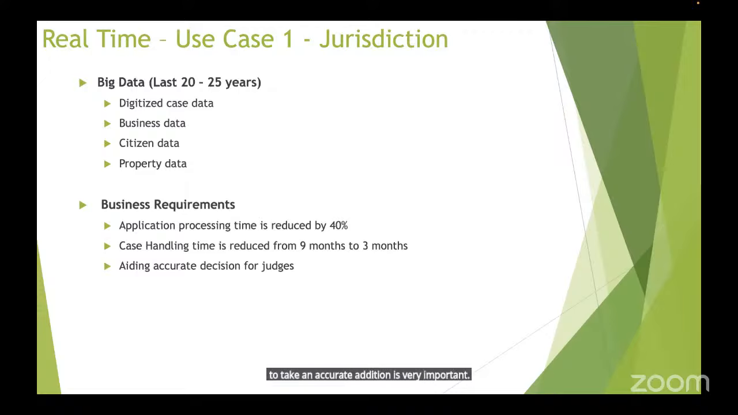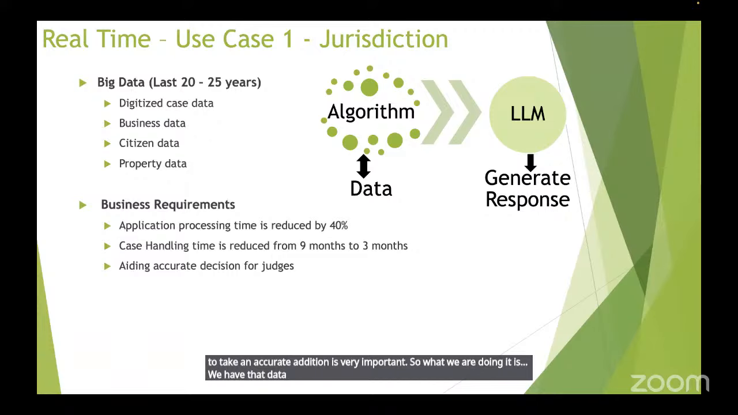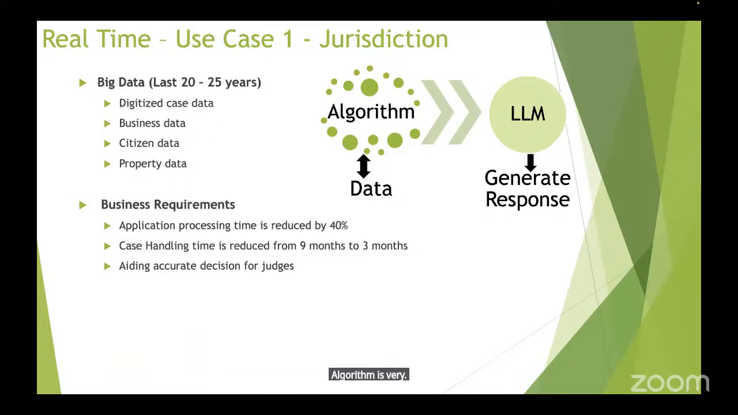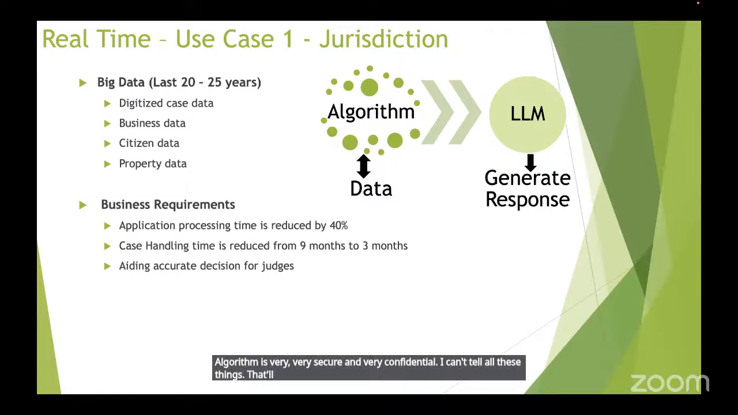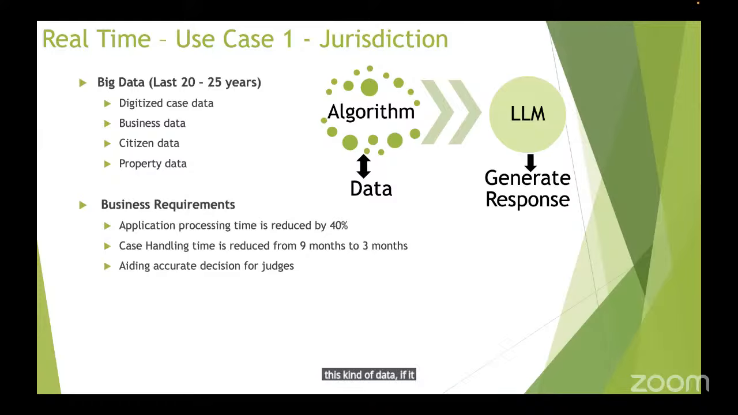So what we are doing is, we have the data, and I have some algorithm. The algorithm is very, very secure and confidential; I can't tell all these things. It will help to decide this kind of data. If data comes in, use this algorithm, and then you feed it into an LLM. The LLM will do a certain sequence of tasks and generate a response.